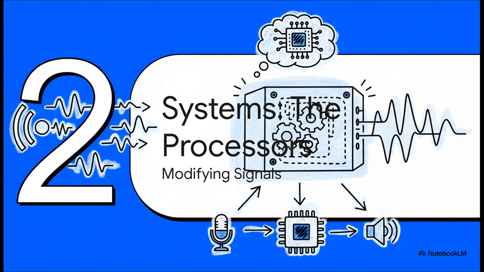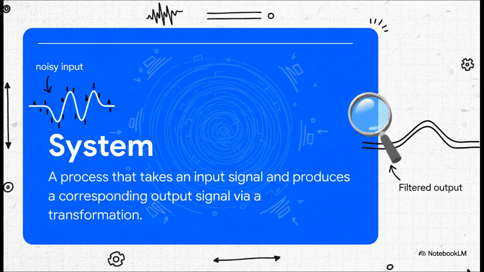Okay, let's move on to section 2. If signals are the information, then systems are the machines that actually do something with that information. They are the signal processors. You know, the easiest way to think of a system is as a black box. You feed it an input signal, let's say it's a noisy audio recording. The system inside that box applies a specific set of rules, and what comes out is a brand new output signal, like that same audio recording, but now the hiss and crackle have been completely filtered out.